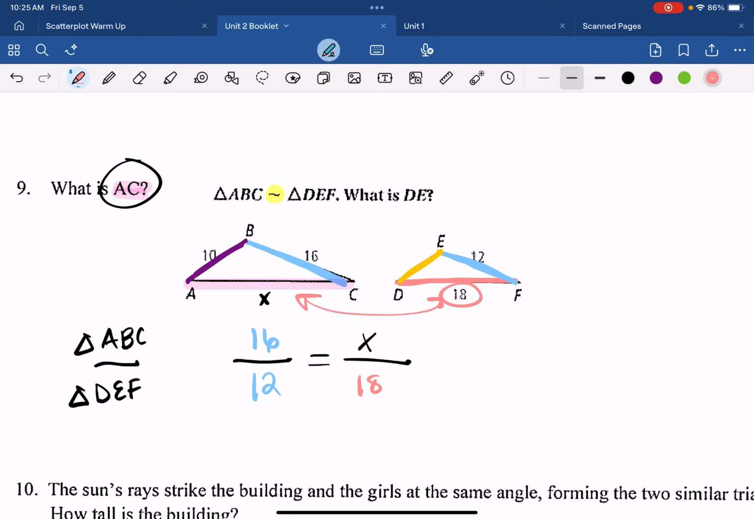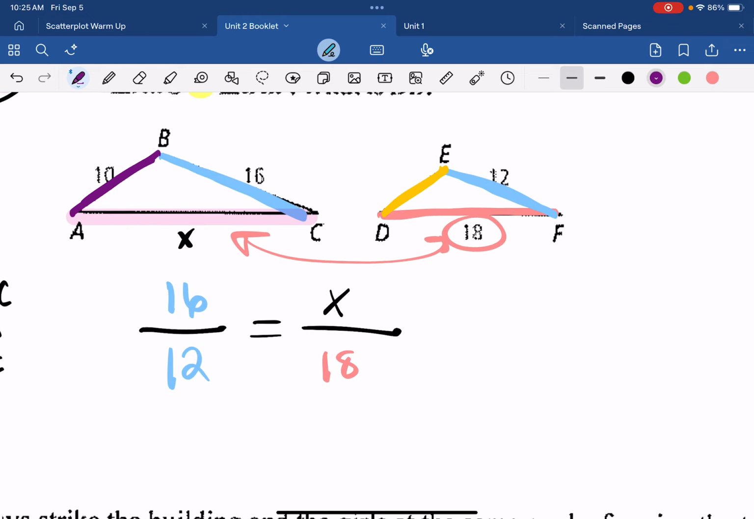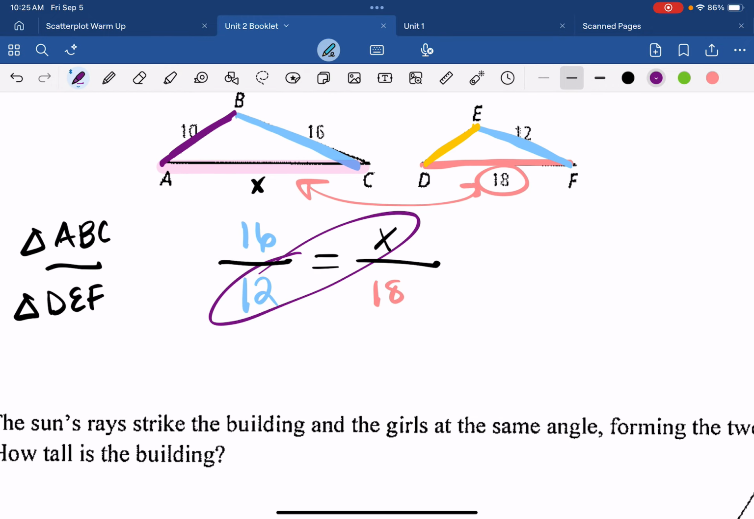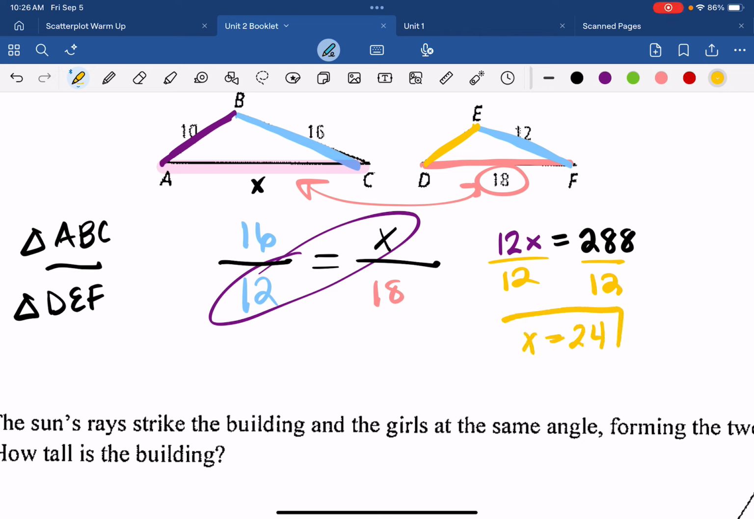All right. So setting up your proportion for these ones is the hardest part, because now we just solve it as we have been. So 12 times X gives me 12X equals 16 times 18 gives me 288. Now I'm going to divide both sides by 12. And I get X equals 24.